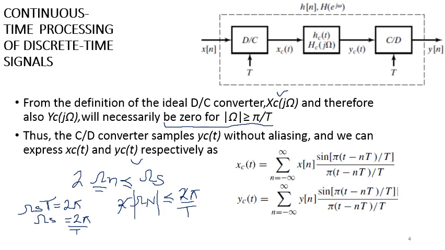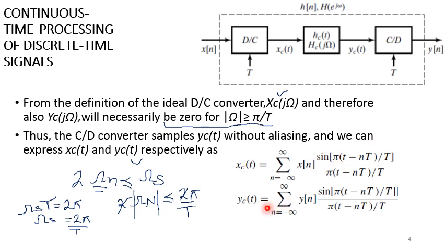These are the equations for the ideal discrete to continuous converter. That's the impulse response of the ideal low pass filter, or reconstruction filter. And that's your input x[n]. So using this equation, we first convert it into continuous time.